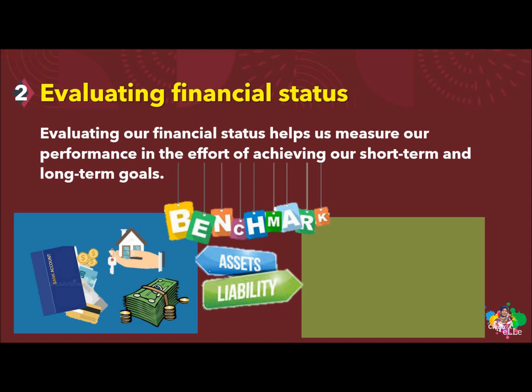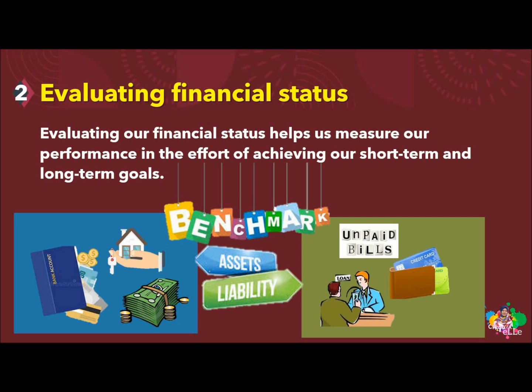And for the liability, liability is our obligation to pay. We have to pay. We have responsibility to pay. For example, unpaid bills, and then the installment for loan, and the payment for the credit card. All of these, unpaid bills, installment loans, and the credit card payment, are our liability.